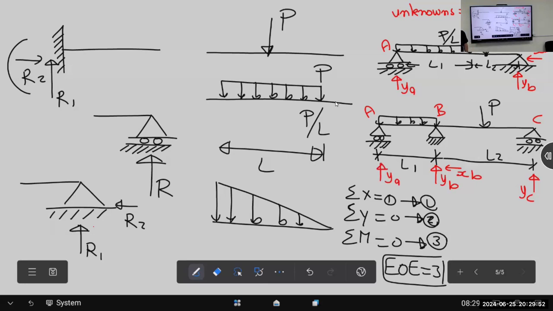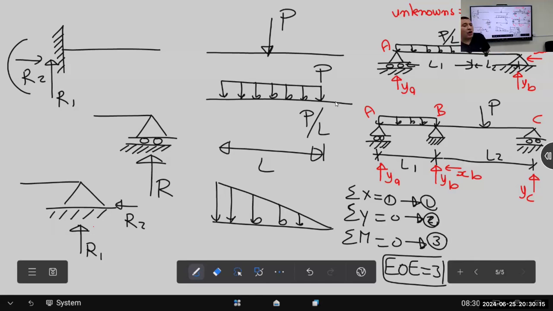Correct or not? Agree? 4 minus 3, 1. As this beam is statically indeterminate first degree. 4 minus 3 equal 1. So it is statically indeterminate first degree.